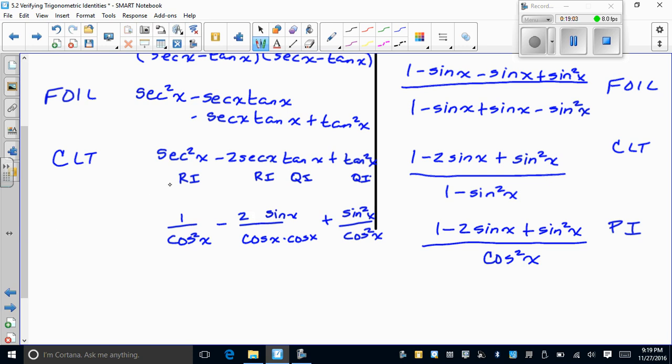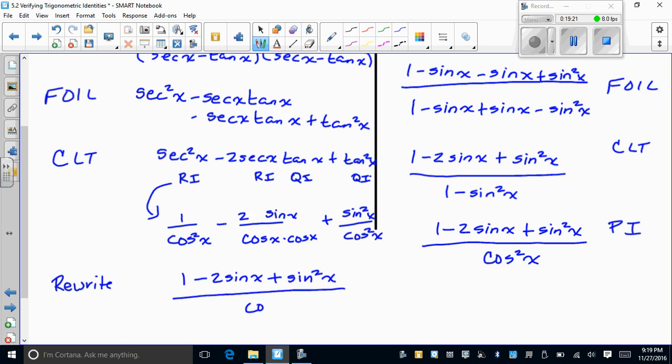So rewrite, I'm not doing anything special. 1 minus 2 sine of x plus sine squared of x all over cosine squared of x. And we have exactly the same. So again, I could have continued down here and rewrote this all as 1 over cosine, blah, blah, blah. But I don't know which way would have been faster, simpler, or easier for anybody.